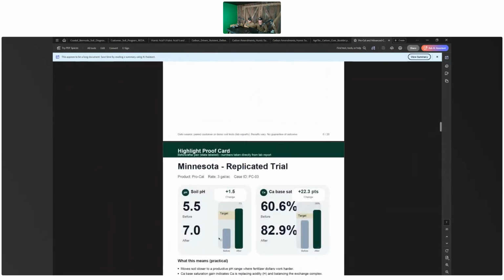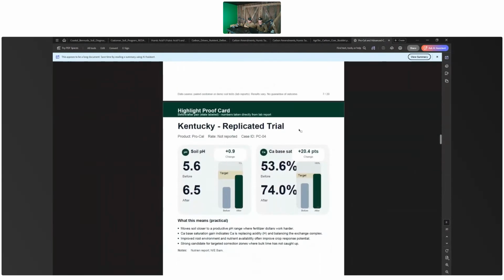Here's one in Minnesota, 3 gallon rate, lighter, sandier soils, 5.5, changed a point and a half, 22.3 points of improvement, went from a 60.6 up to an 82.9. This wasn't even a large rate. We see this massive shift here, but it was a lighter soil. Kentucky, right here, we go from 5.6 to a 6.5, points of pH change and 20 base saturation points using ProCal there.